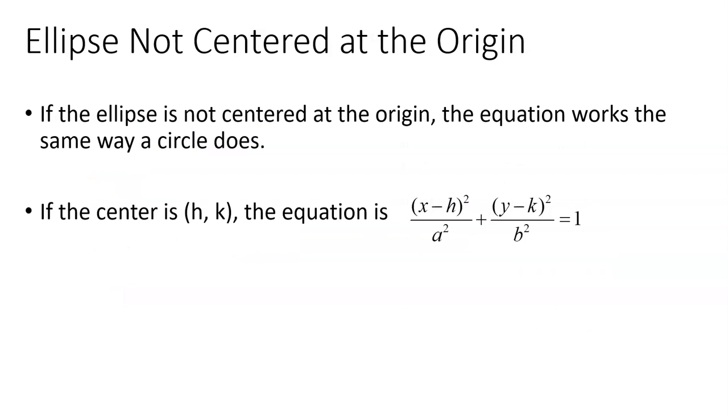All right, what if the center is not 0, 0? What if the center is some h and k? Well, then it works the same way that it worked for circles. X minus h squared, y minus k squared, except now we're dividing by those two different values that compose the distance from the center of the ellipse to the vertices or to the top-bottom piece on the minor axis.